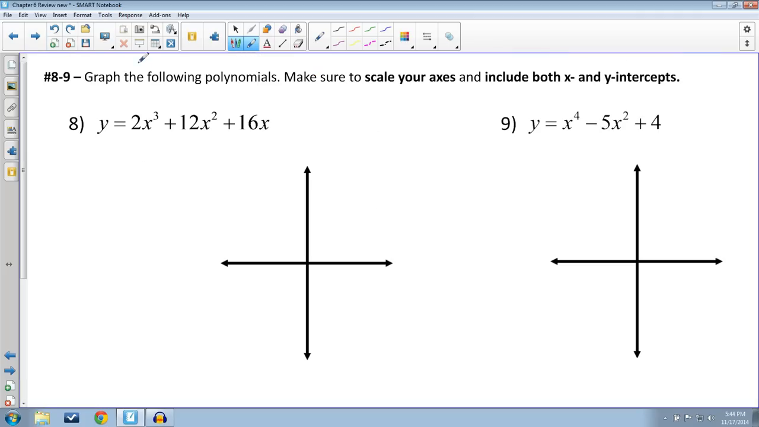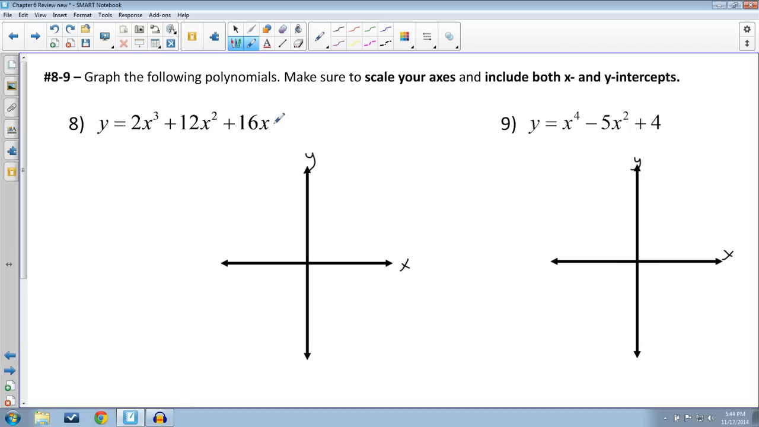Okay, numbers 8 and 9. Graph the following polynomials. Make sure to scale your axes and include both x and y intercepts. Well, first I'll also label these x, y, x, y. I know I didn't do that on your paper. I'm sorry. I don't even think I put arrows. All right. Include both x and y intercepts.